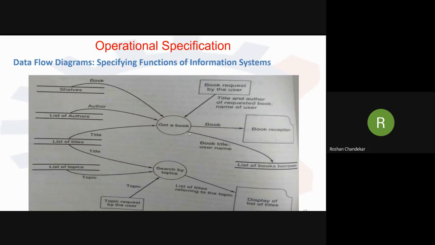Here another option is there: search by topic. The topic is required by the user. The user can search the book by the topic. So the topic is given, the topic that I have to search, and then I'm going to represent the book from there. So here it is, my complete book where I'm going to flow the library information system by means of the data flow diagram.